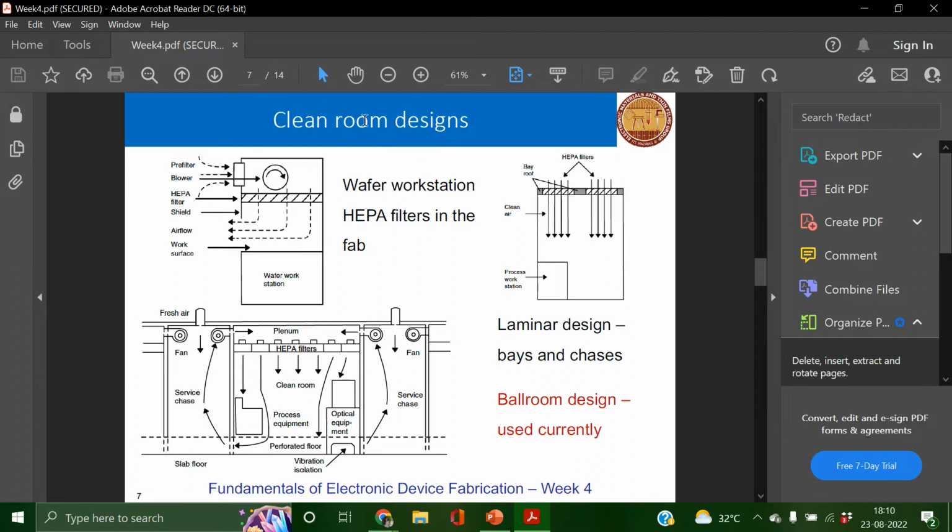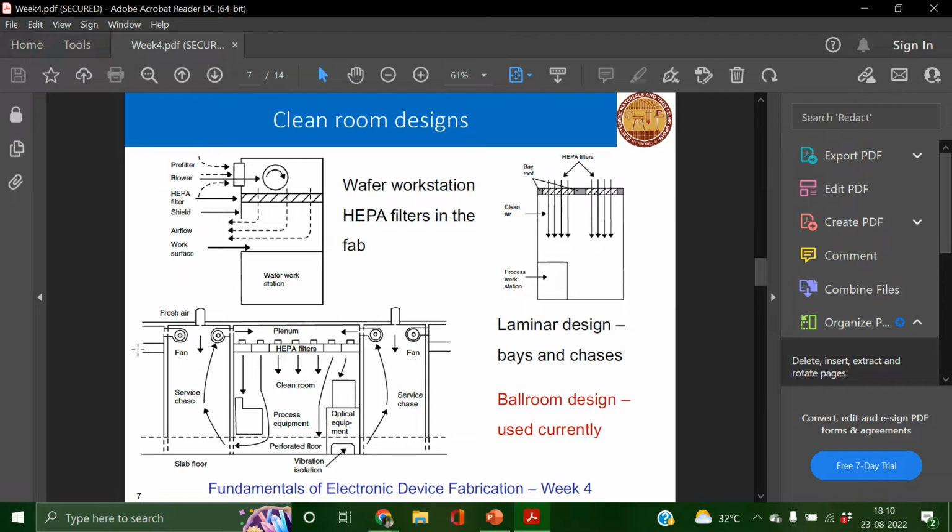And then we went on to see the different clean room designs. A currently used design is the ballroom design. Here we have the service stage, where we get the assembling equipment as well as the maintenance equipment, etc. This is the actual region where the process equipment is loaded, and HEPA filters, that is, high efficiency particulate air filters, are used to pump out the contaminants from this region and take them to the filters and provide a continuous supply of clean air.